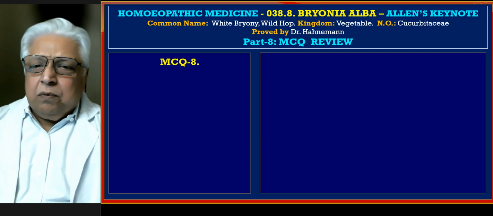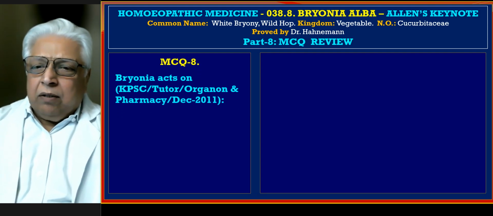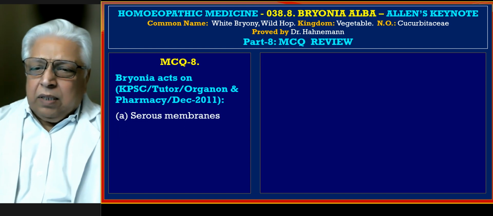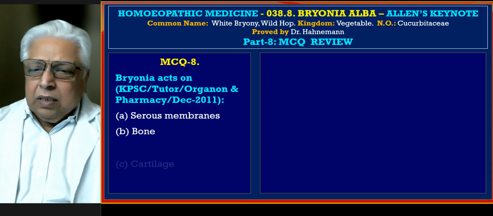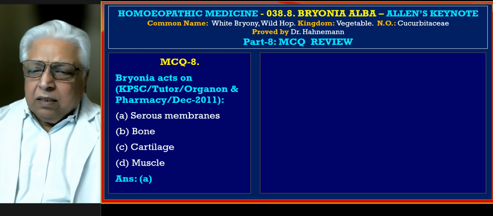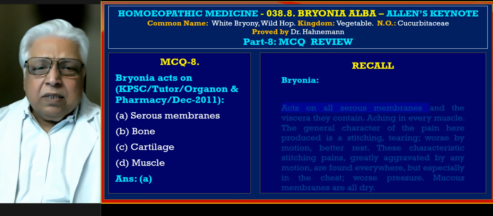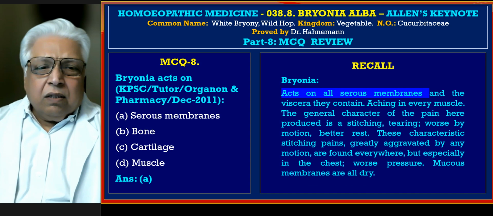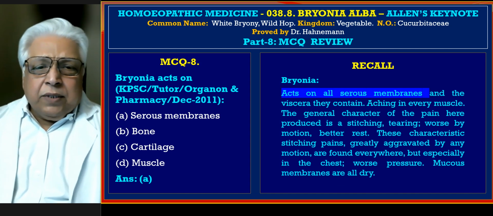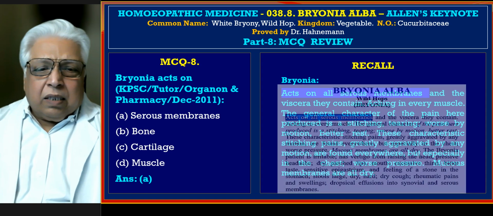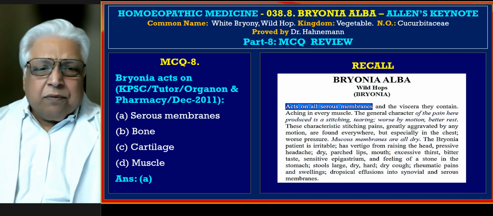We have MCQ 8. Bryonia acts on variable A, serous membrane, variable B, bone, variable C, cartilage, and D is muscle. The answer is A, serous membrane. Let us get the reference. Under Bryonia: acts on all serous membranes. The first line, the opening line under Bryonia, and this reference is coming from Boericke's Materia Medica.